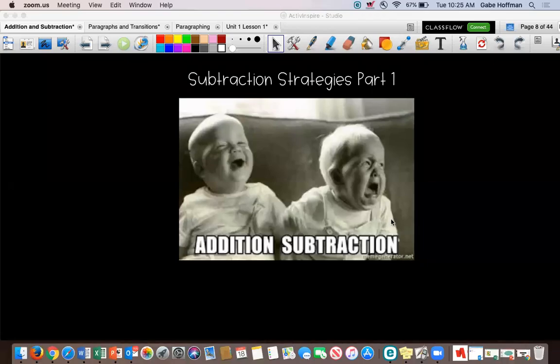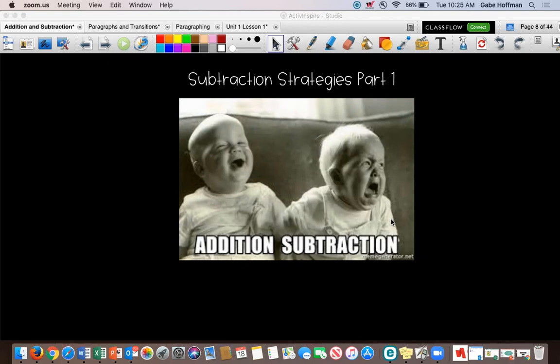Yesterday, we looked at addition strategies, and we took the day to let you share some of the strategies you have used before, go through those, and then work on some addition problems using those different strategies. Subtraction, for some reason, just in general, with every class I've ever had, has always proven to be a lot more difficult than addition.